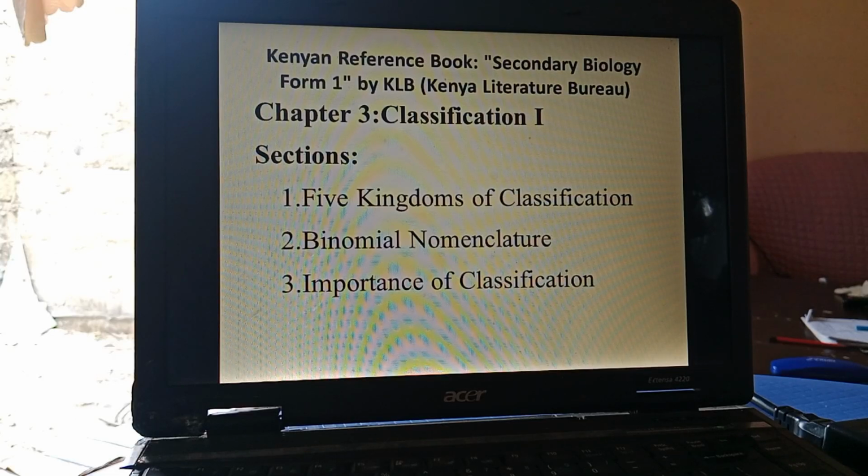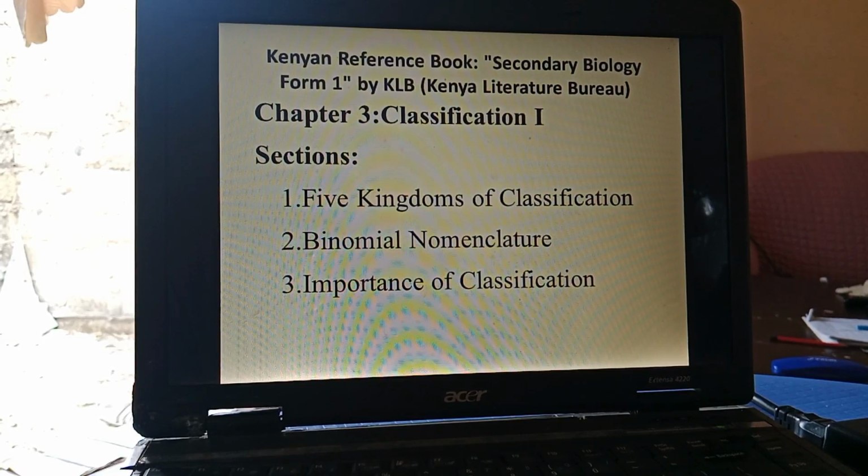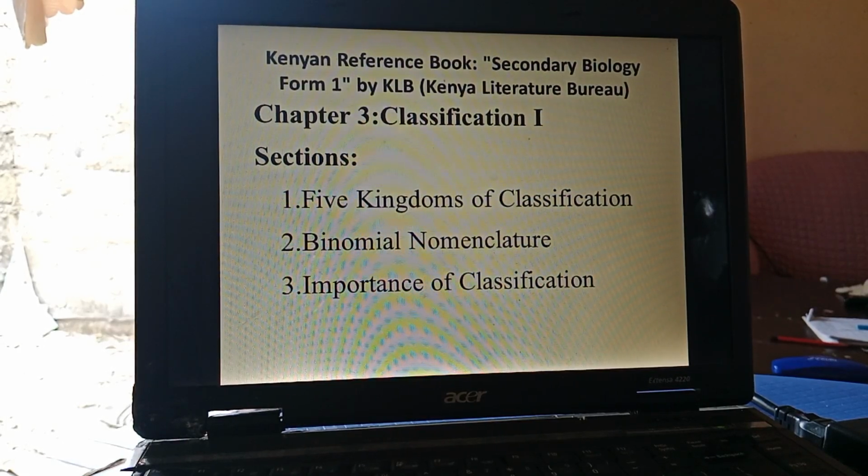So the sections in this book, in that chapter, are 3. And the first one is the 5 kingdoms of classification. The next one is binomial nomenclature. And then third is importance of classification.